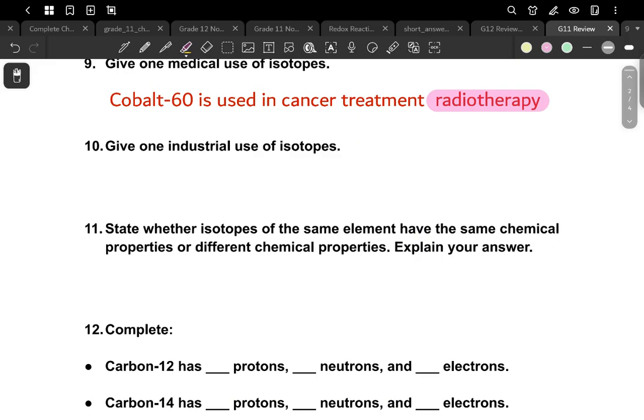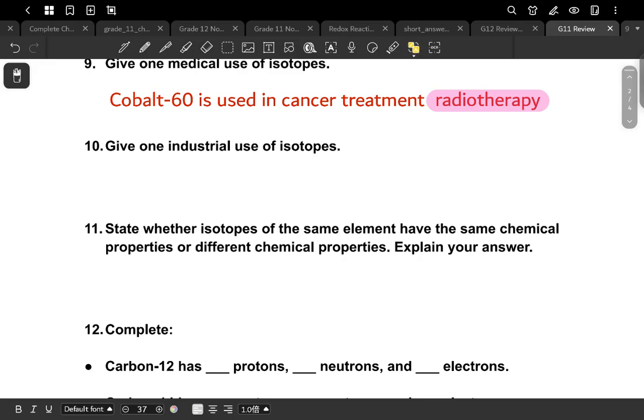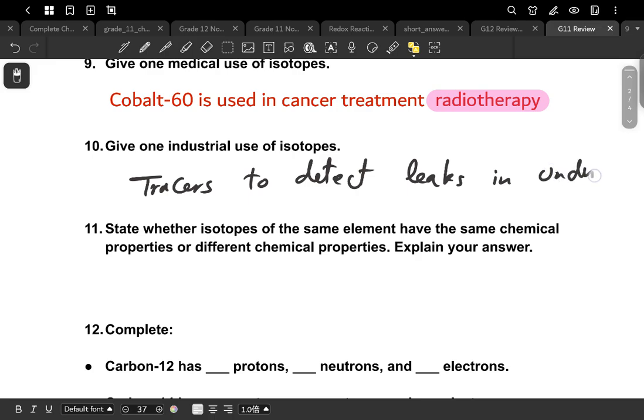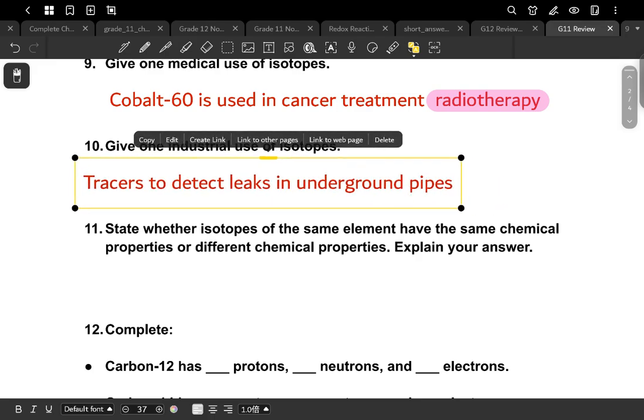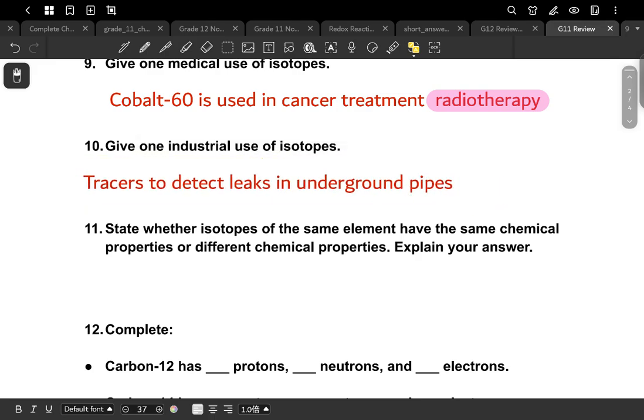Give one industrial use of isotope. We can use isotopes as tracers to detect leaks in underground pipes. Because they are radioactive, we can use them as tracers to detect leaks in any underground pipes because of their radiation.